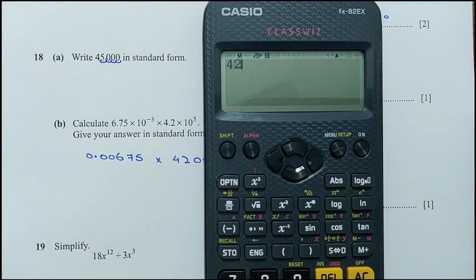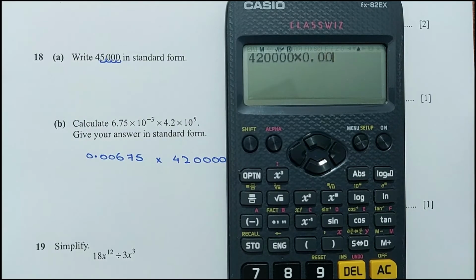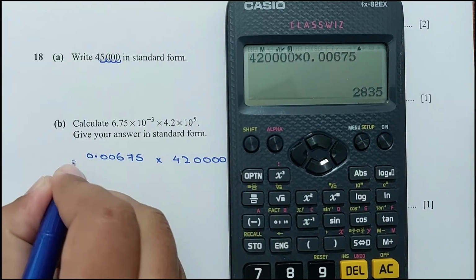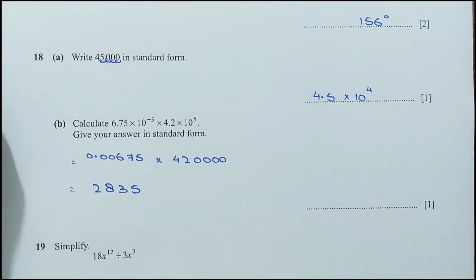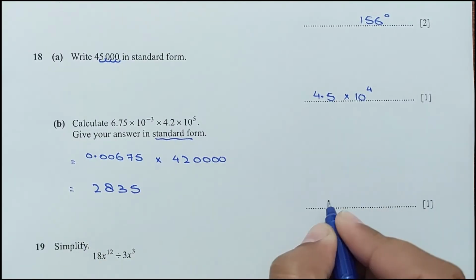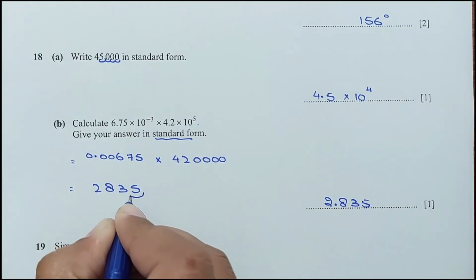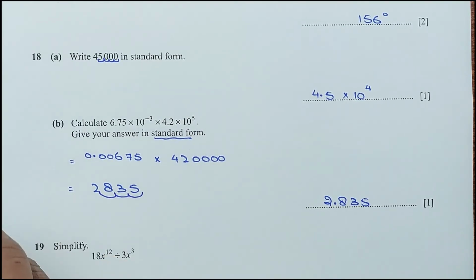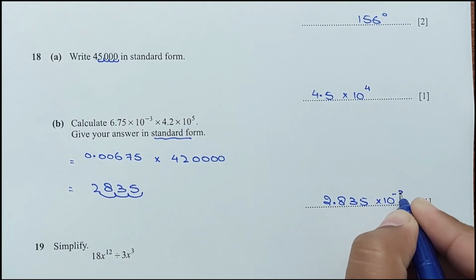Now let me simplify this. 42,000, 1, 2, 3, 4. 420,000 times 0.00675. This should be equal to 2835, right? Now we have to convert our answer to standard form, which is 2.835. The decimal point moves 1 unit, 2 units, and 3 units, so we are moving to the left. Add times 10 to the power positive 3.